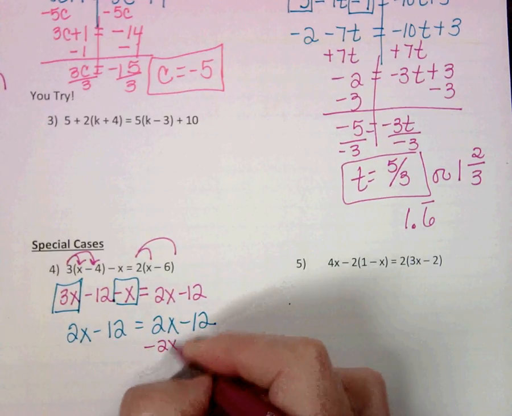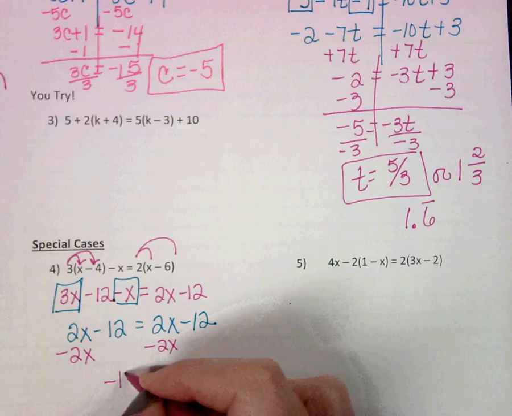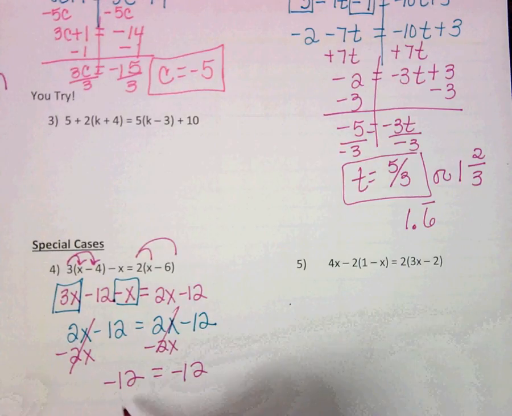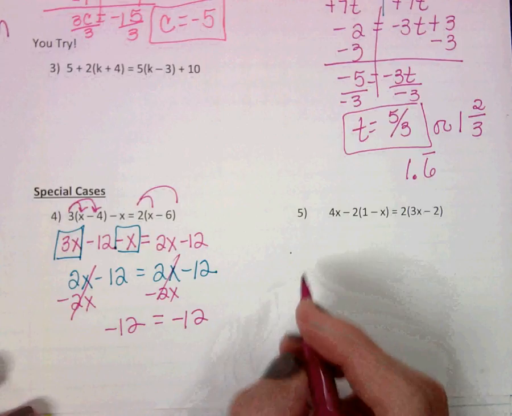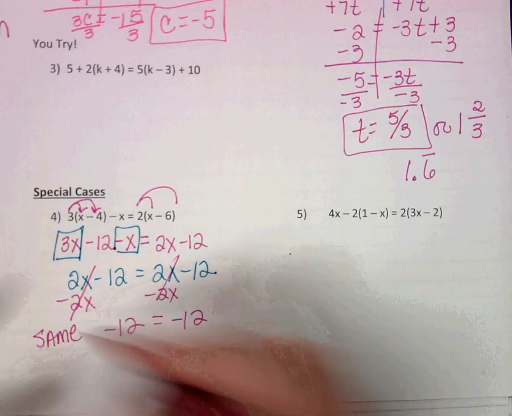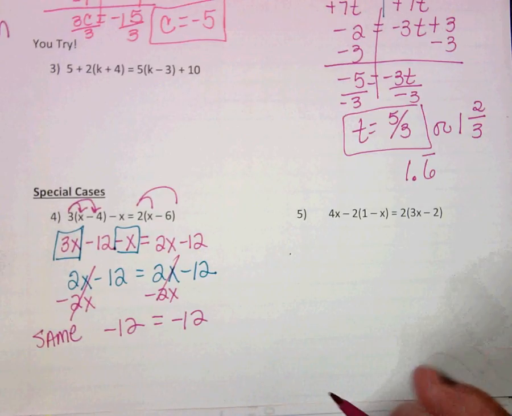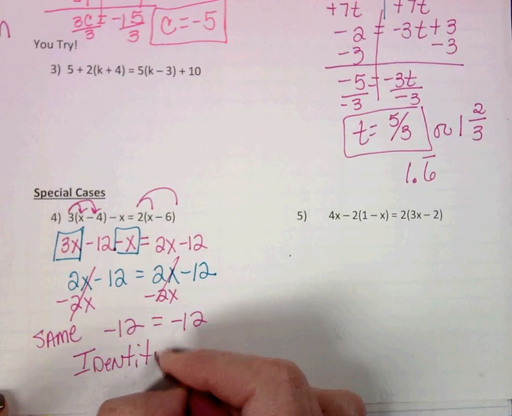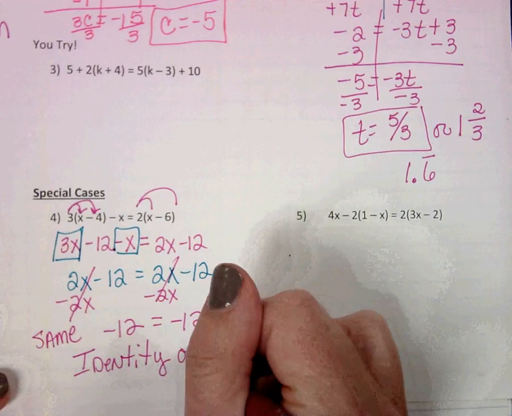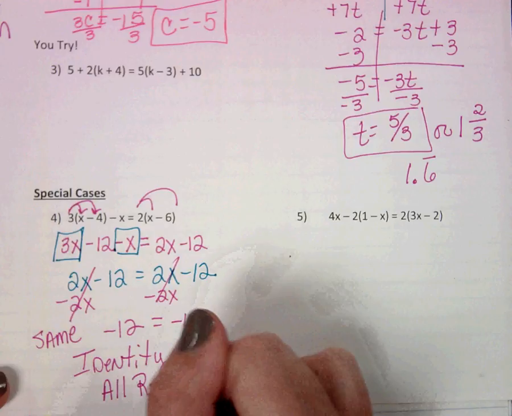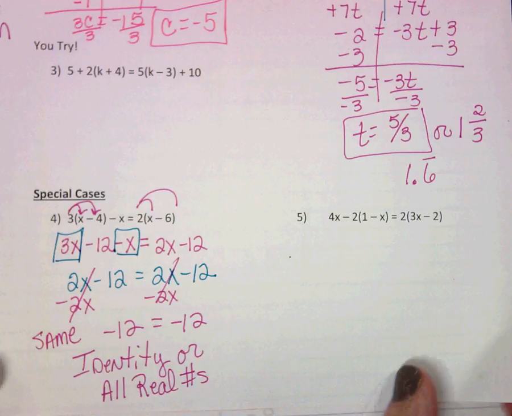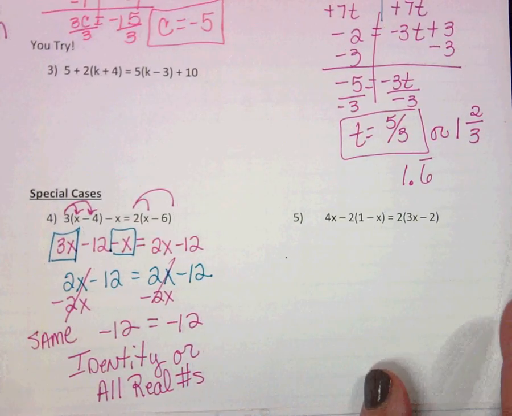If I happen to go a step further and move my variables, they are going to completely cancel out. And I have no variable left. I have nothing to solve for. Negative 12 is equal to negative 12. This is exactly the same. They are equal. This is a true statement. When you look at something and it's the same, we're thinking of our identity. That's your identity. So one way we could state our solution is identity. Or what we're also saying is that this solution is all real numbers, which means I could take any real number and plug it in for x, and it would make the equation true. Because remember, we've talked about that a solution makes the equation true. So that's one special case.